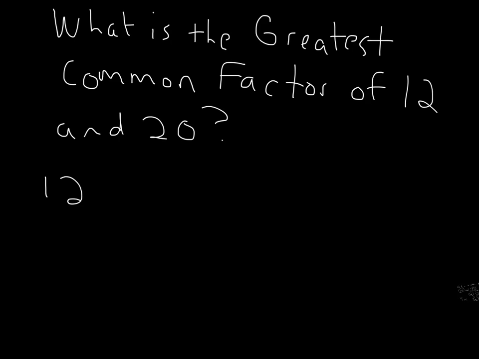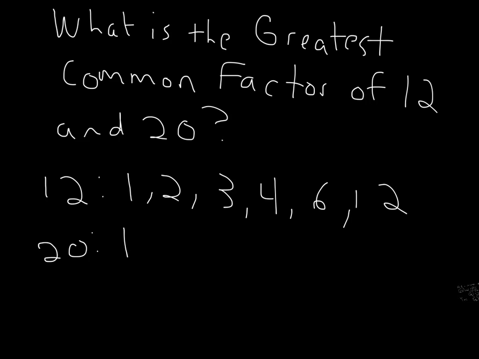So let's list the factors of 12 first. How do I get 12? Well, 1 times 12. I can also do 2 times 6. I can also do 3 times 4. Those are all the factors of 12. How do I get 20? Well, 20 is 1 times 20, or it's 2 times 10, or 4 times 5. Those are all of the factors of 20.